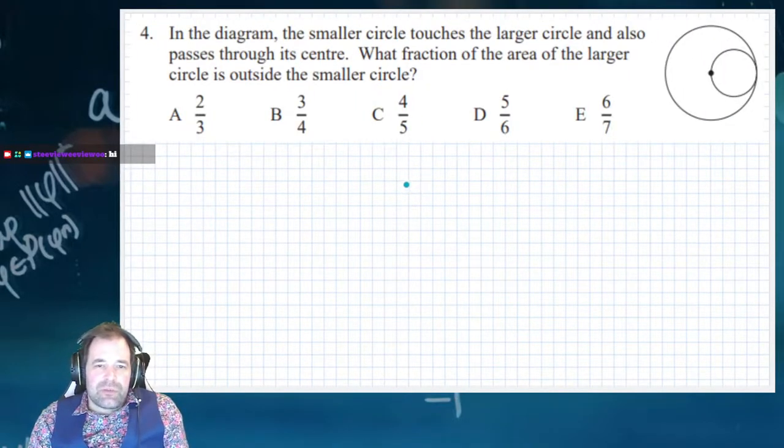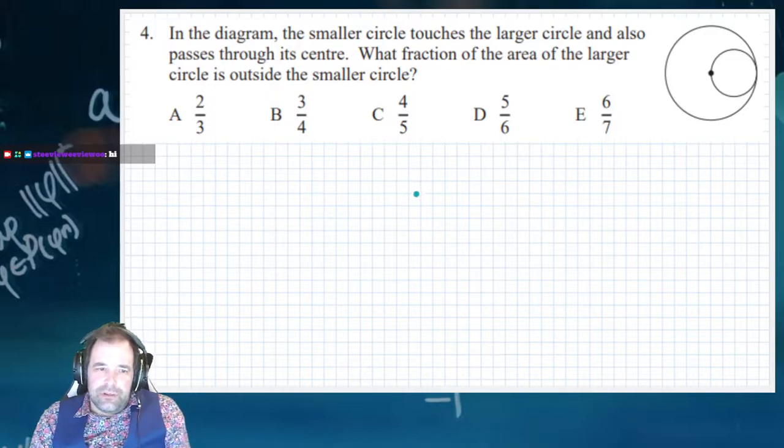In the diagram, the smaller circle touches the larger circle and also passes through its centre. What fraction of the area of the larger circle is outside of the smaller circle?